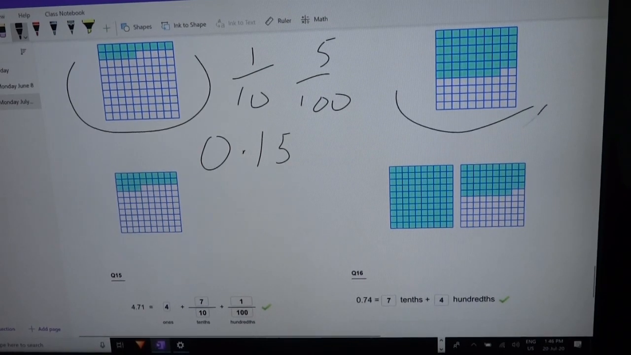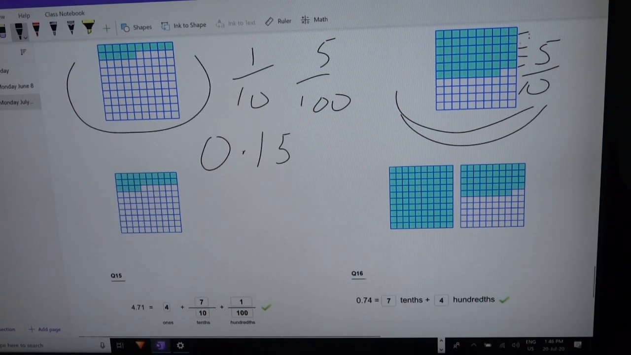In the next problem, how many rows have I got? 1, 2, 3, 4, 5. So I've got 5/10. And left over I've got 1, 2, 3, 4, 5, 6, 7, 8. So I have 8 100ths. Just check that you can see that on the screen. I think you can.